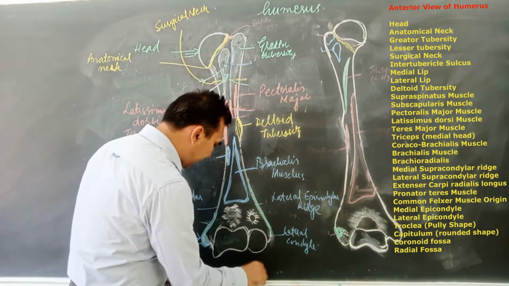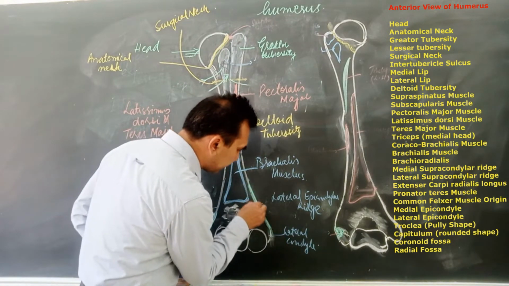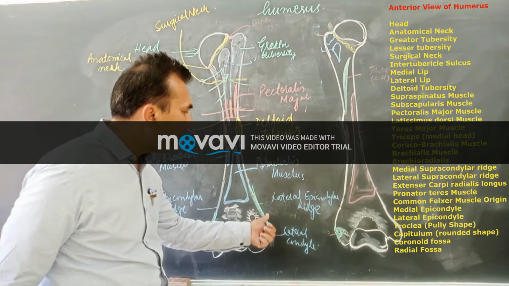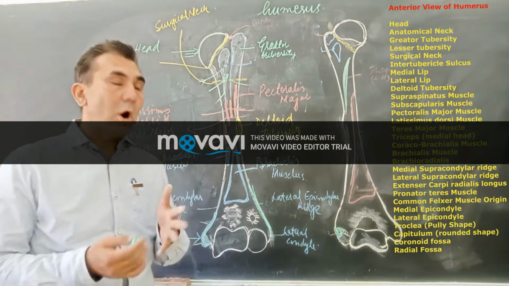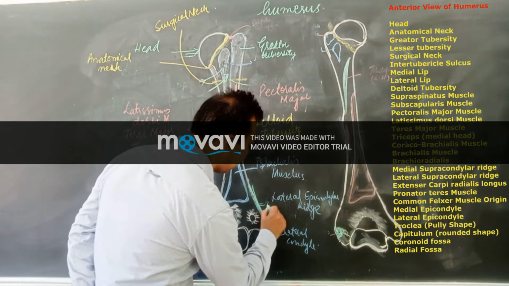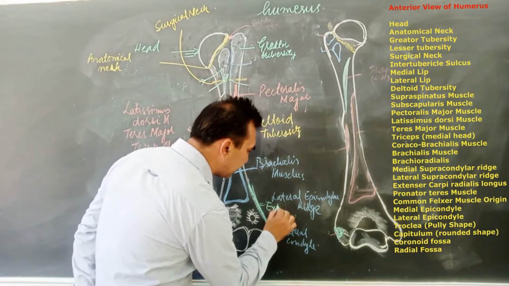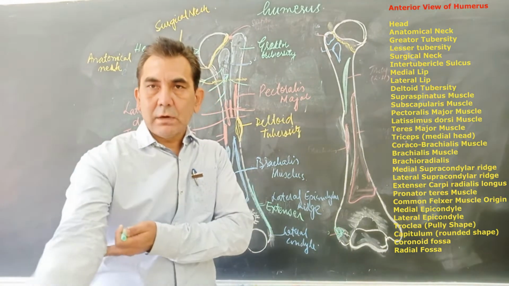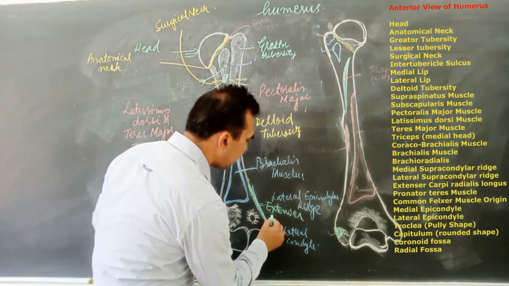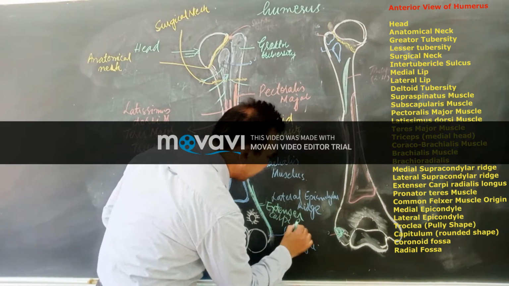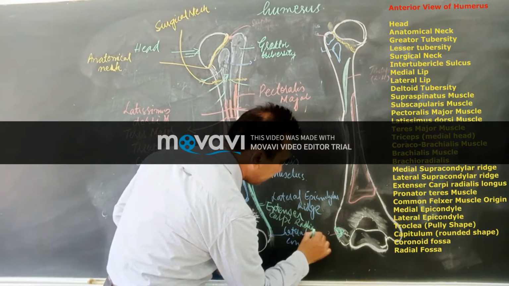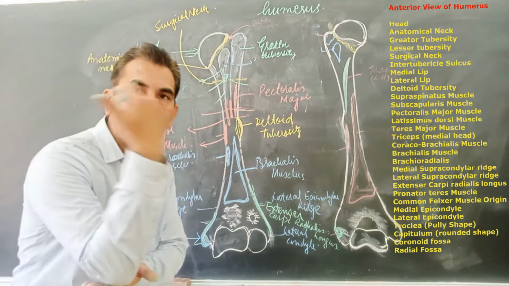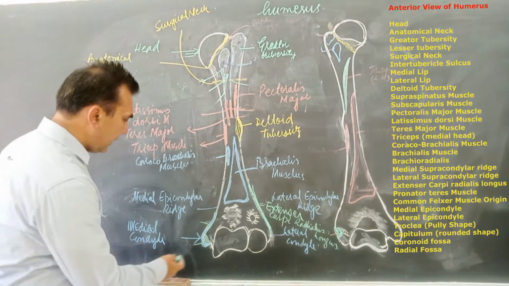Now the lateral epicondylar ridge, the green area, is the area for the attachment of the extensor carpi radialis longus muscle. Extensor means the muscle which extends your forearm. The extensor carpi radialis longus muscle extends your forearm.